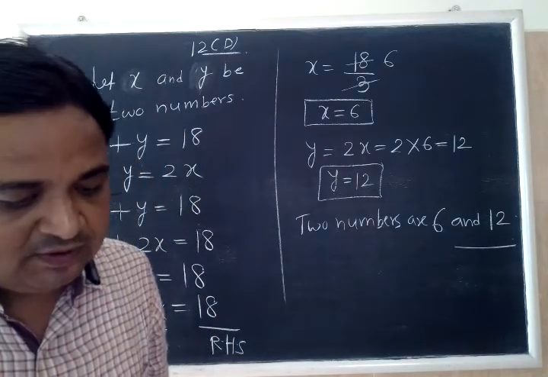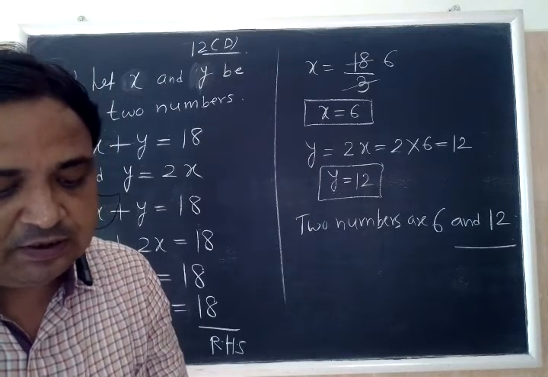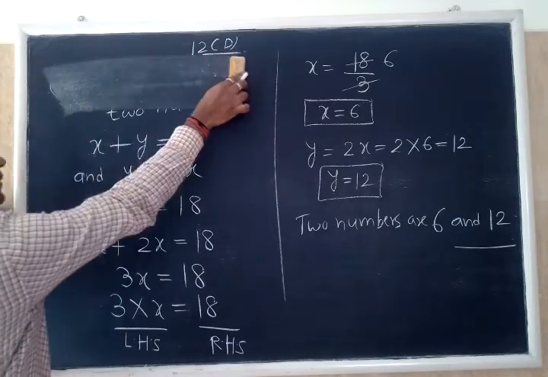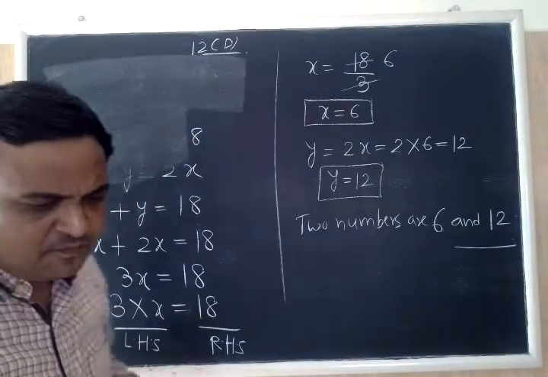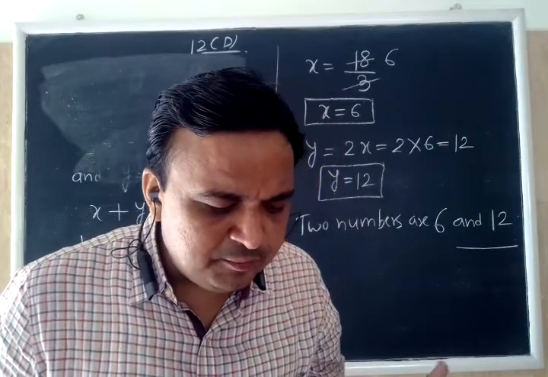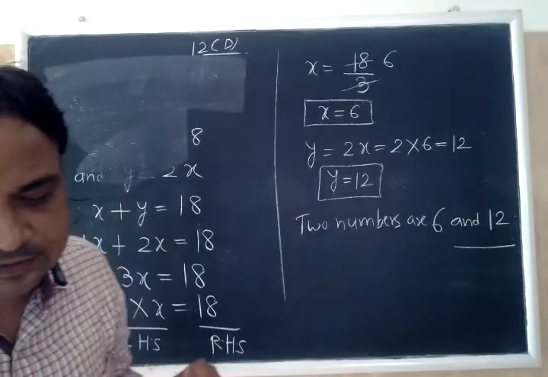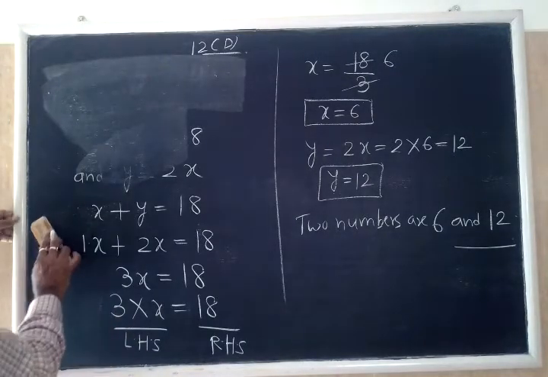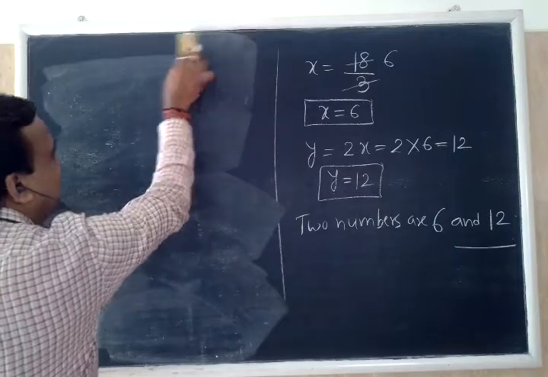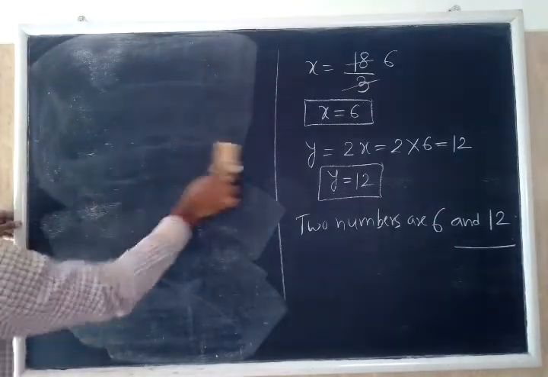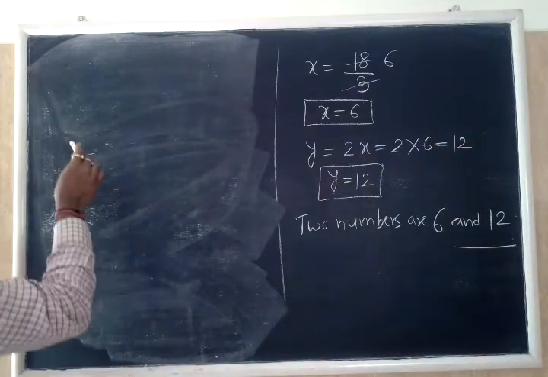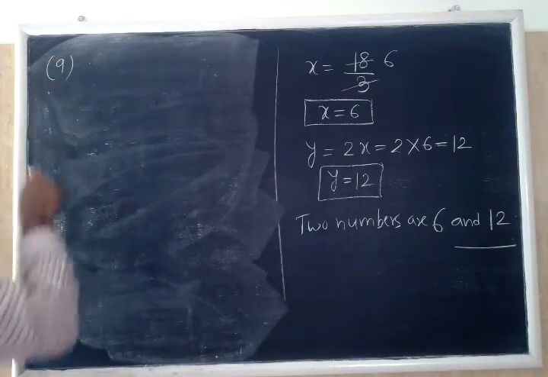Chalo, let us do the 10th one. The sum of three consecutive even numbers is 54. Find the numbers. Okay, 9th one. A number is 15 more than the other. The sum of two numbers is 195. It is simple. So same way you can do. Chalo, let us do 9th.